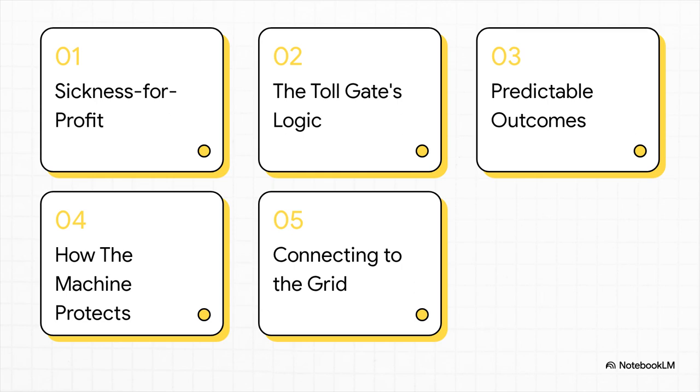Well, here's our roadmap for this explainer. First, we're going to define the system itself, what we're calling the sickness for profit system. Then, we'll break down its core logic, this idea of a toll gate. From there, we'll see the predictable and often painful outcomes it creates. We'll look at how this machine protects itself. And finally, we'll see how it all connects to the larger grid.